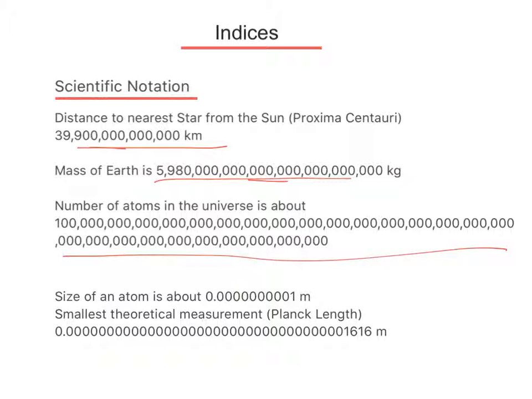The size of an atom is about 0.000000001 metres. And the smallest theoretical measurement that we can make, called the Planck length, again, that is such a small number it's too easy to muck it up by trying to say it. Thankfully, indices can save the day, and we can use something called scientific notation to help us write these numbers more accurately and with more understanding.